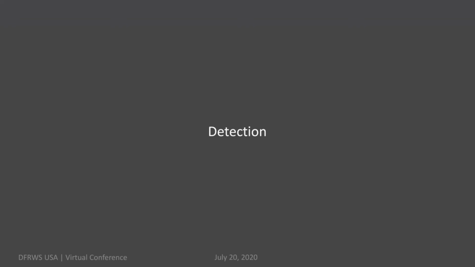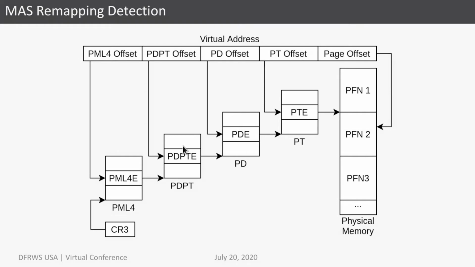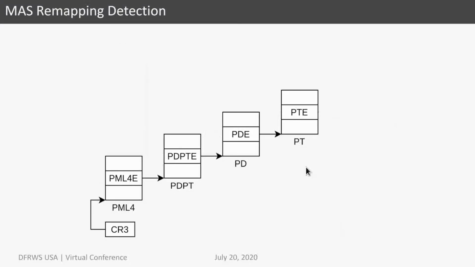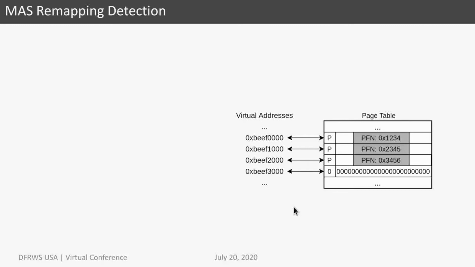So let's talk about memory subversion detection. First, MES remapping detection. What we are using here are the paging structures. We are enumerating all the page tables and examining the page table entries. Each page table entry corresponds to a virtual address. And by examining the page table entry, we know which virtual addresses are currently valid, so they are referencing page frames that are currently mapped.